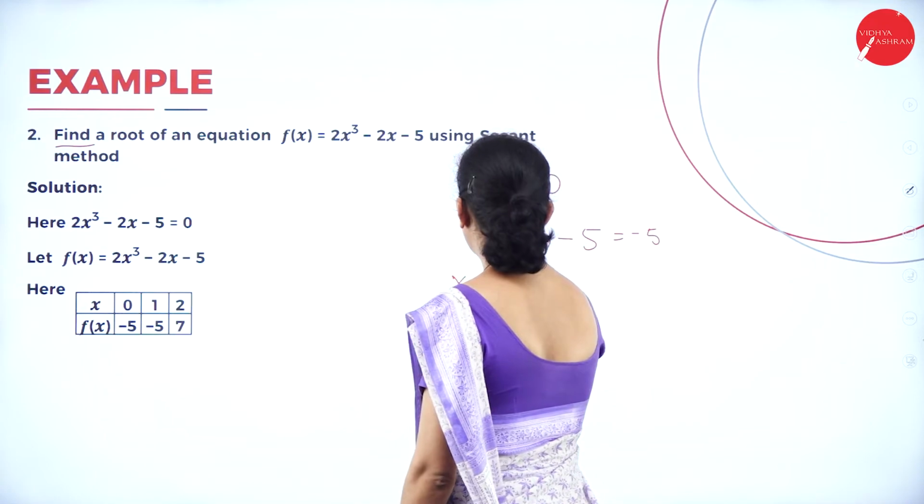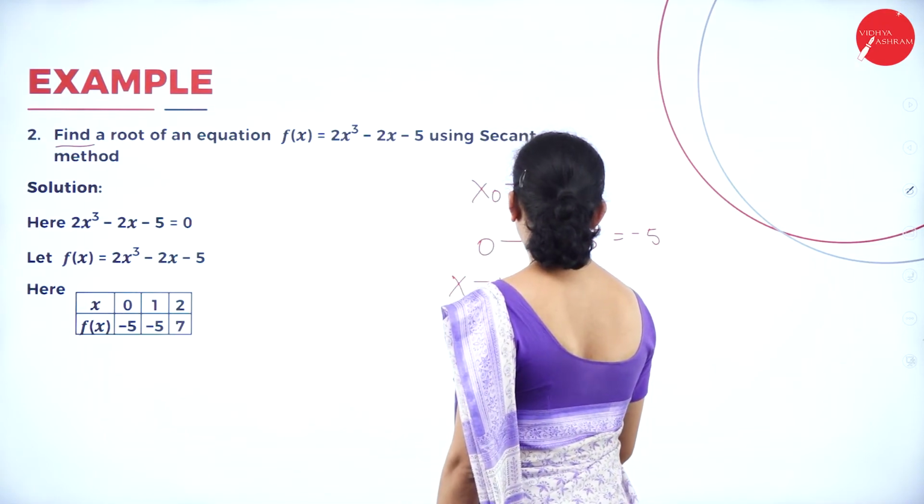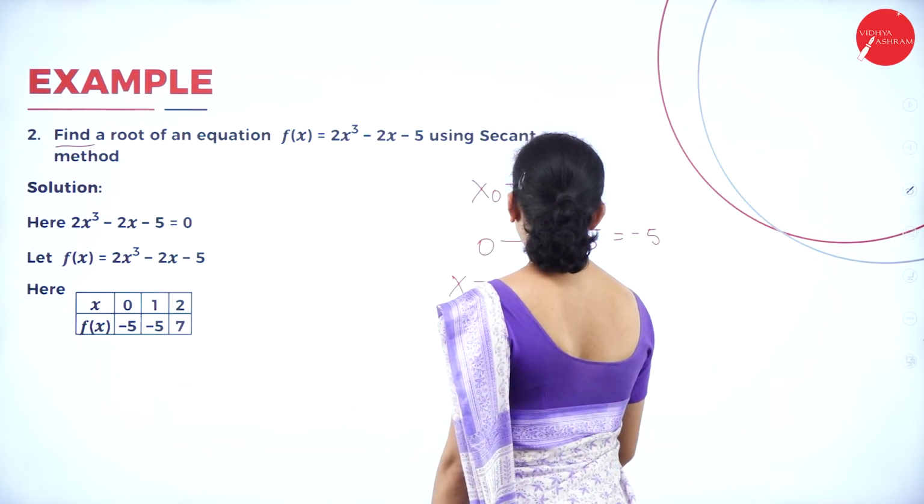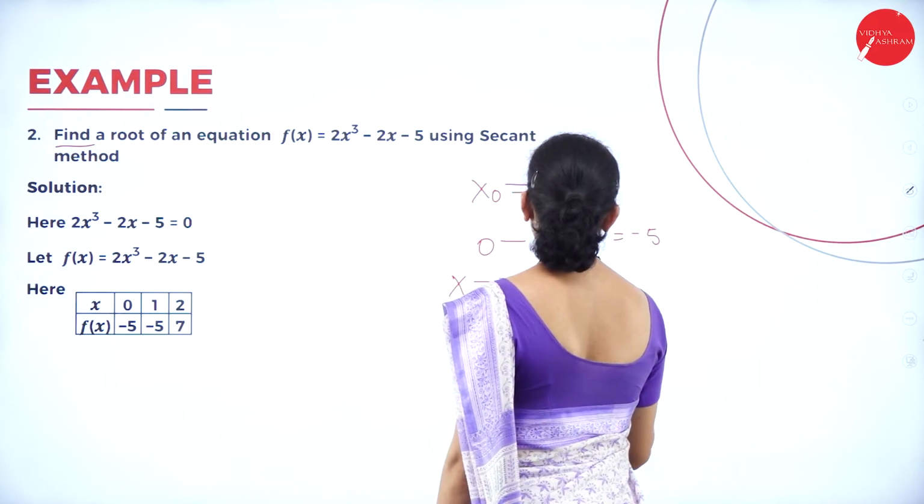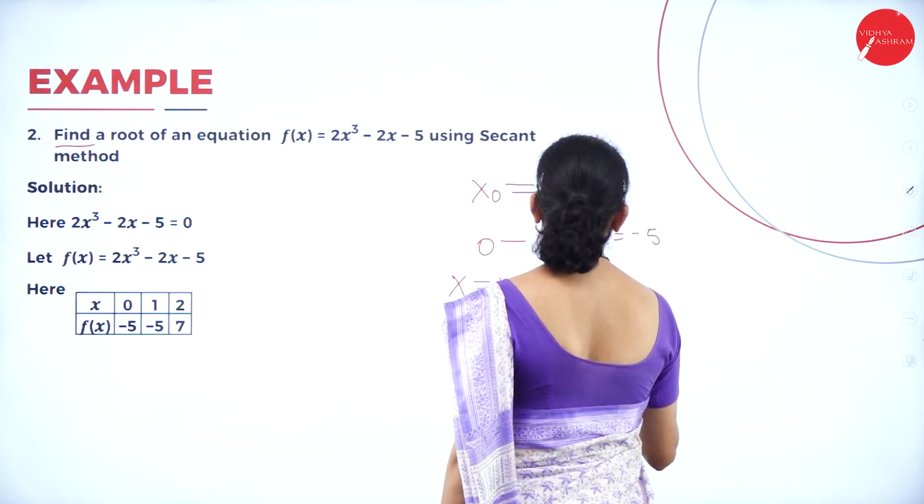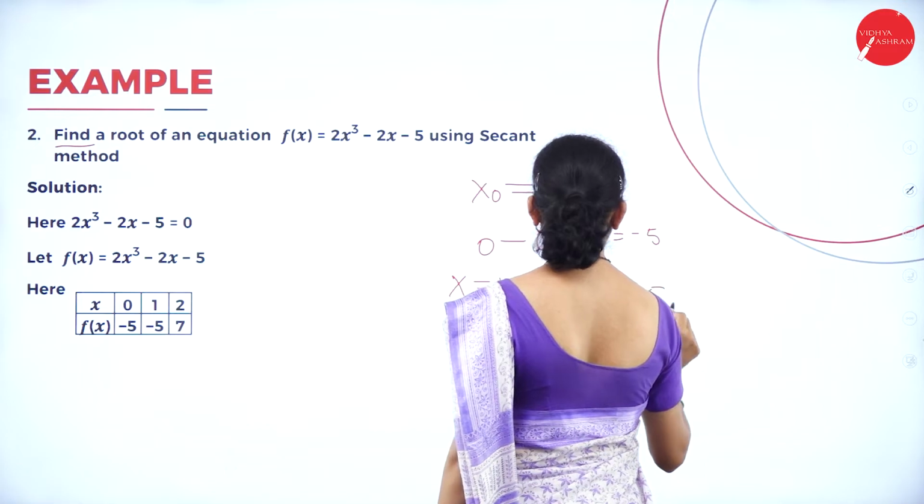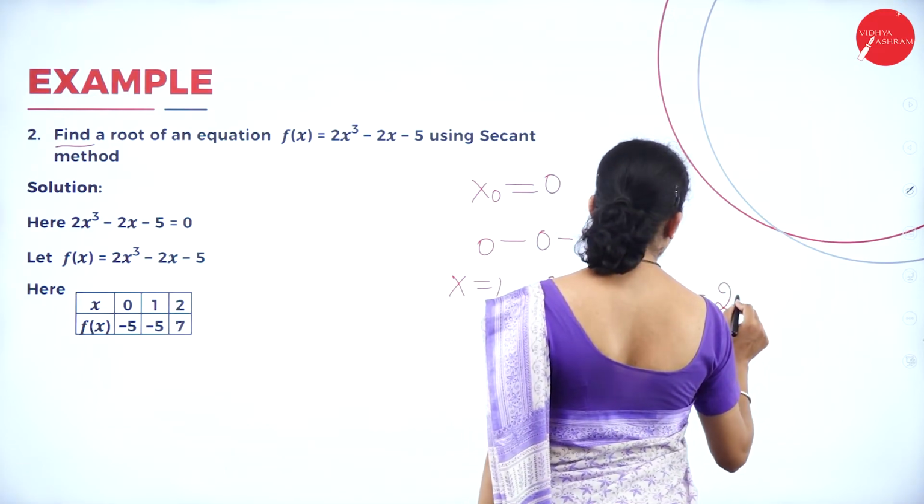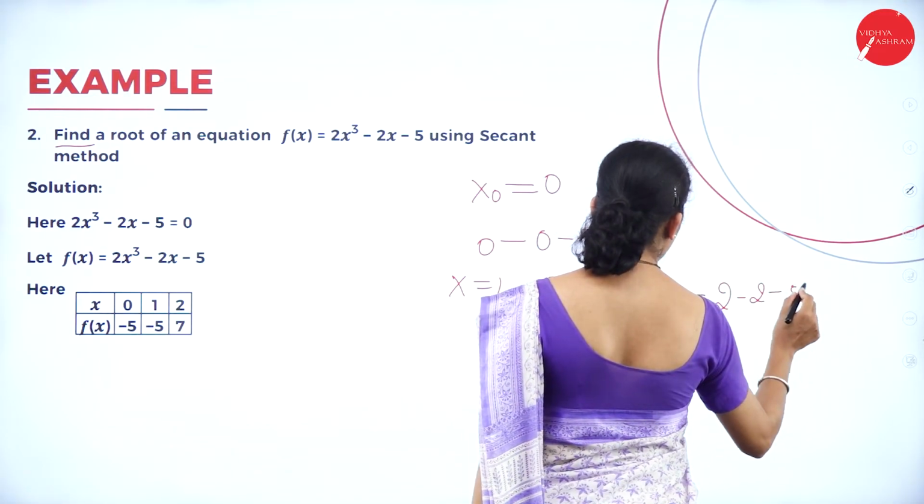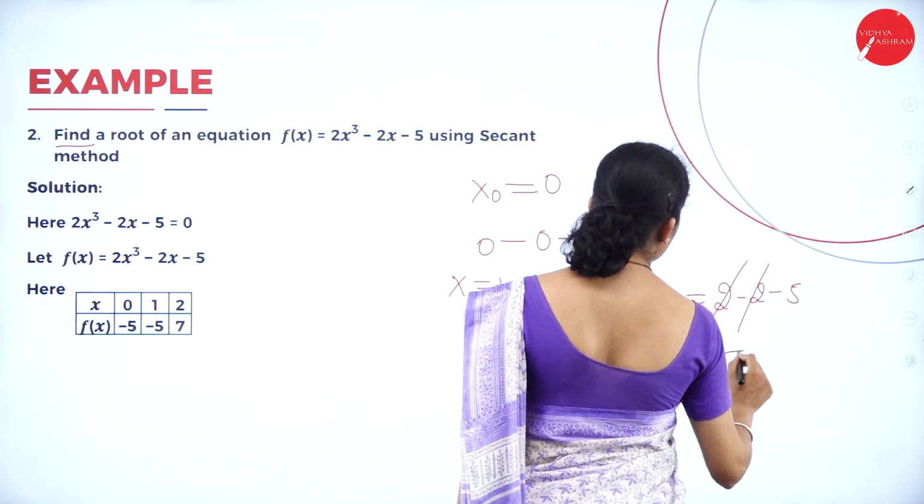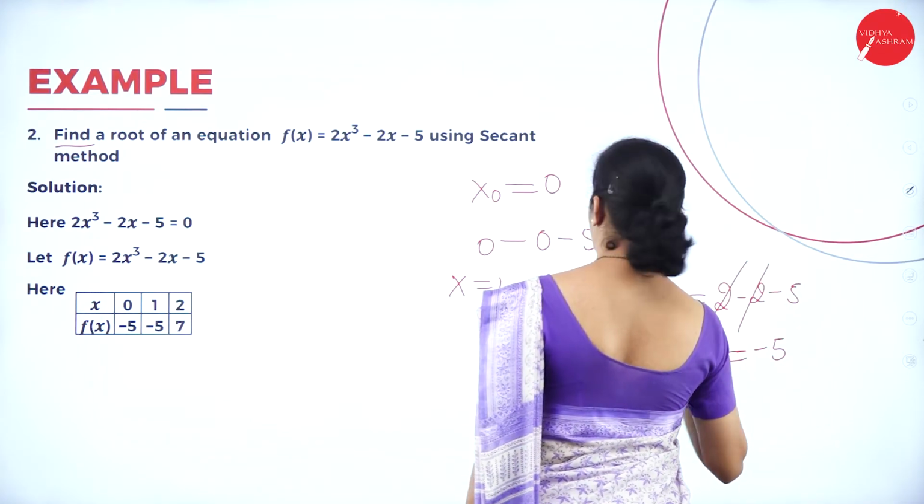Now x equal to 1: 2 into 1 to the power 3 minus 2 into 1 minus 5, which is equal to 2 minus 2 minus 5. So 2 get cancelled. The answer is minus 5.